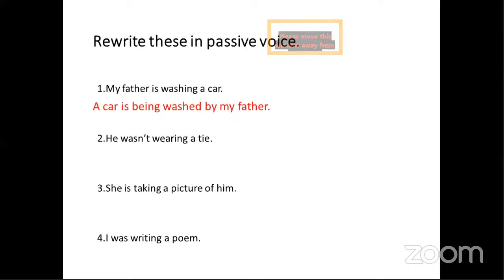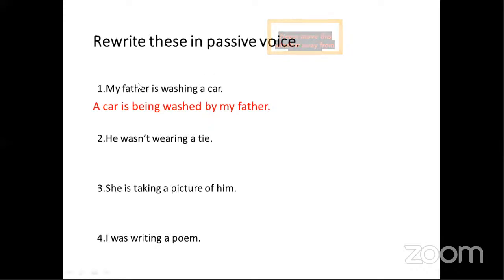Right. My father is washing a car. First, you have to identify the tense of this given sentence. Is means that it is definitely present continuous. So what's the structure for the present continuous? Am, is, a be verb plus being plus past participle verb. Then a car is being washed by my father.